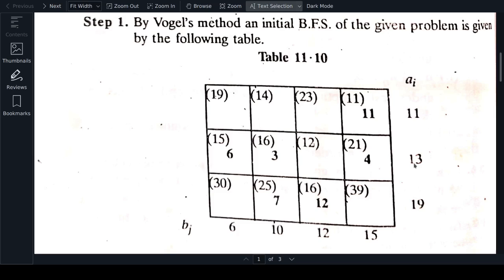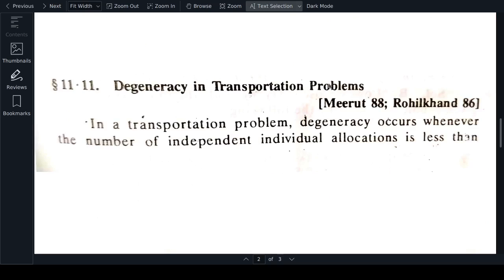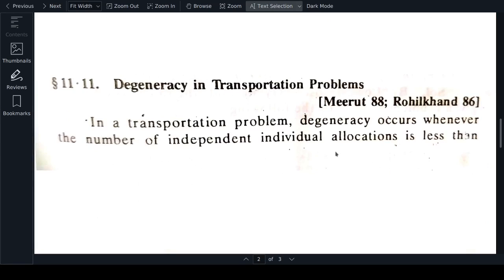So here you see all the problems solved earlier are non-degenerate transportation problems. This is clear. Non-degenerate transportation problem means the number of positive allocations is exactly equal to m plus n minus 1. So you see, in all the earlier problems the number of allocations is exactly equal to m plus n minus 1. Is this clear? Non-degeneracy of transportation problem. Yes, sir.